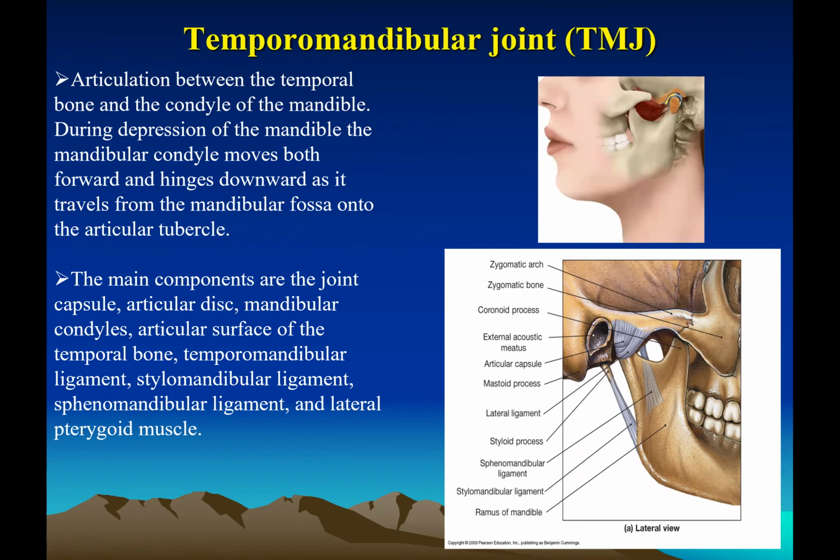The next is the TM joint, temporomandibular joint, the joint between the temporal bone and the mandible. So during depression of the mandible, the condyles will move forward and hinge downward as it travels from the mandibular fossa into the articular tubercle. Again, this has an articular surface. It will have a joint cavity.